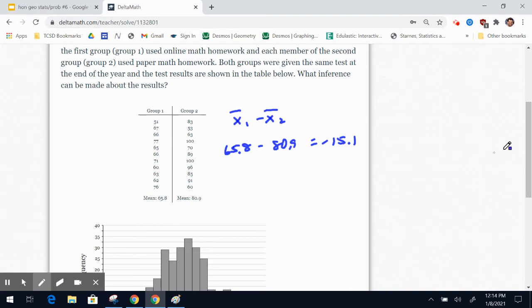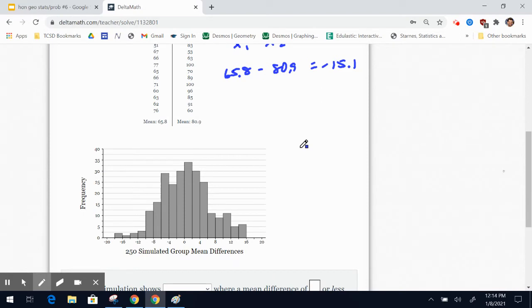And that's where we come down here to what's called our histogram. All right, so this is a histogram. It's not a dot plot. Each bar represents a value. And again, the number to the left is included in the bar. Okay, so for instance, this number right here is 10. So 10 is included. A difference of 10 is in that bar.